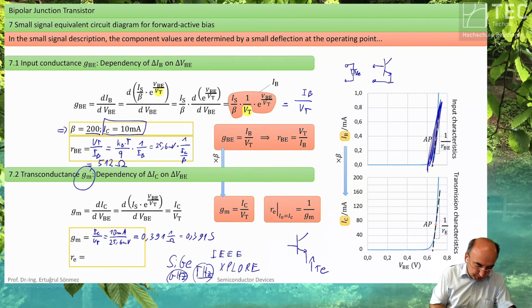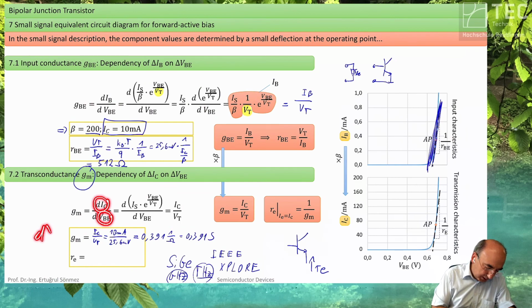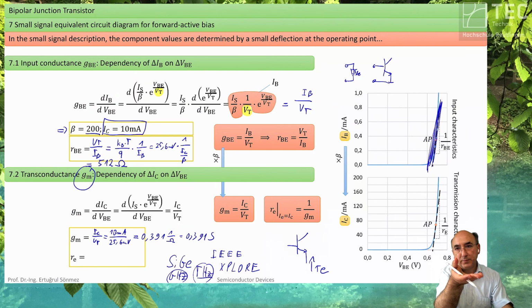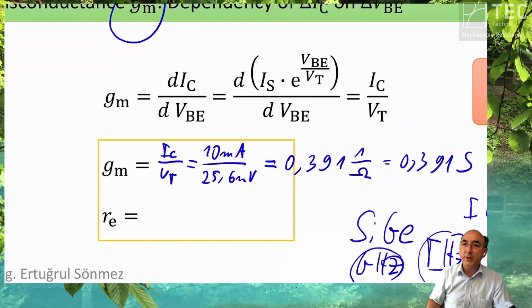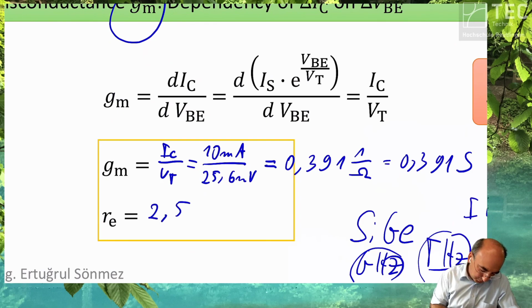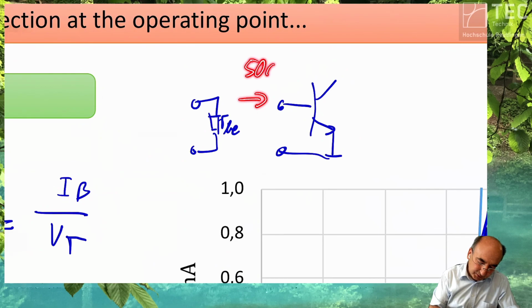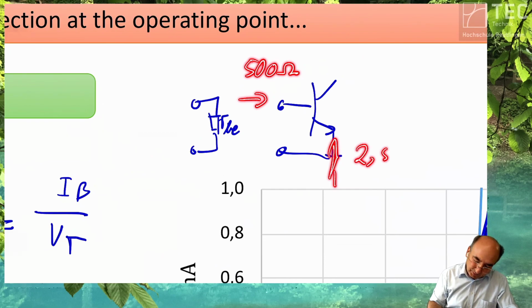Therefore, the delta IC as a function of VBE is also the delta IE as a function of a changing VBE. So you can say the emitter resistance is just 1 over the transconductance. And the value, you can give me it one more time. So if you look electrically into the base, you see 500 ohm. If you look electrically into the emitter, you see 2.5 ohm.